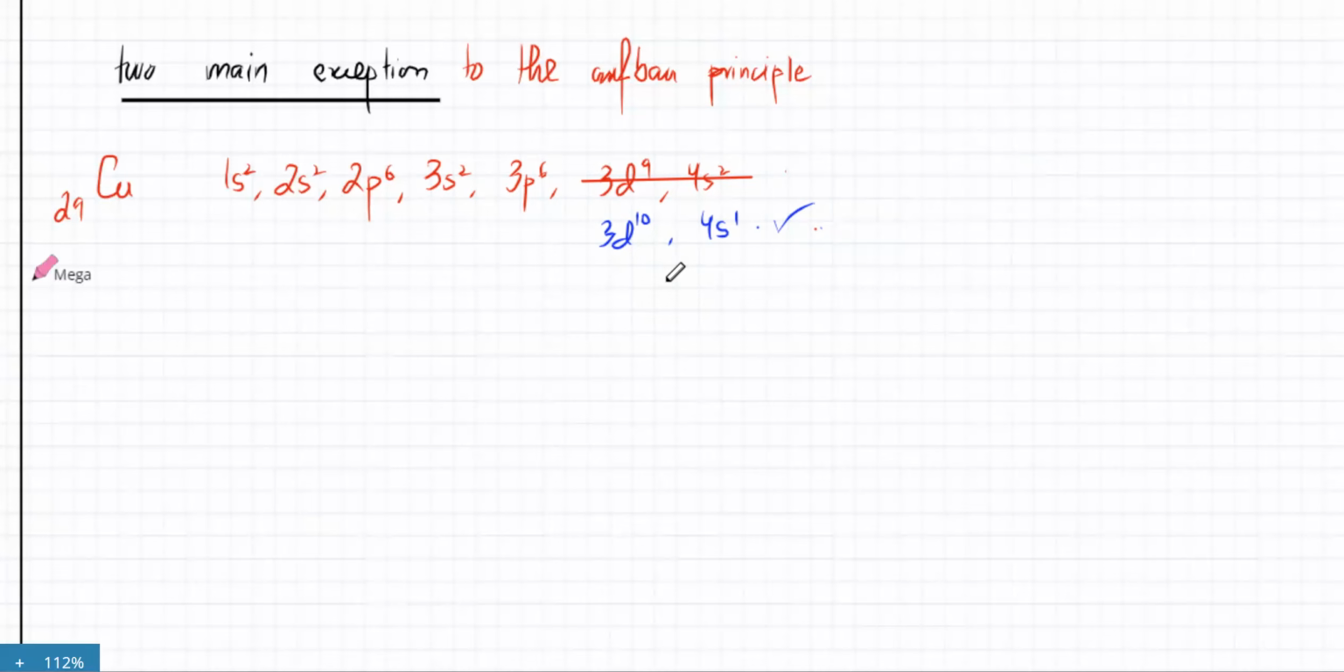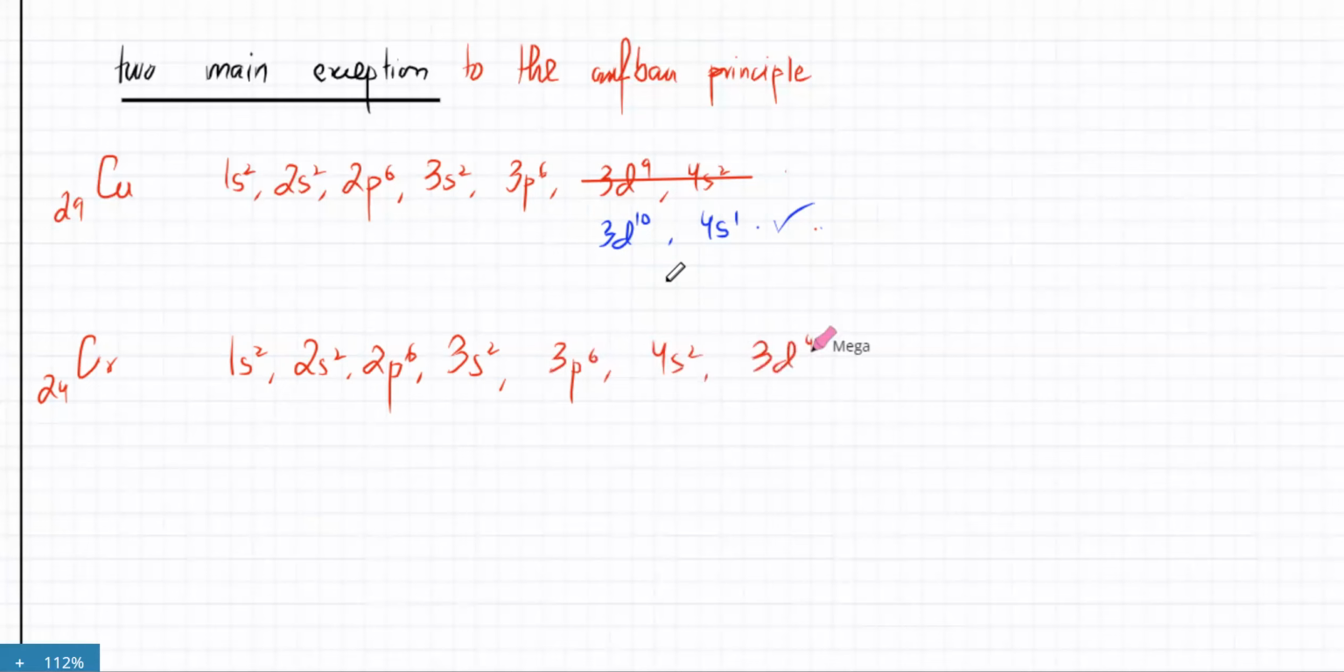And the same applies for chromium as well. Chromium has 24 electrons. So if you go on about writing the electronic configuration, it's going to be 1s2, 2s2, 2p6. Then you have 3p6, 4s2, and you'll be left with 4 electrons, and that's 3d4. First thing, just reorder them. The 4s should be on the outside. The 3d should be on the inside. And once you've done with that, this is according to the Aufbau principle, but the actual electronic configuration is, it's not actually 3d4, it's actually 3d5 and 4s1. So this is the actual electronic configuration.